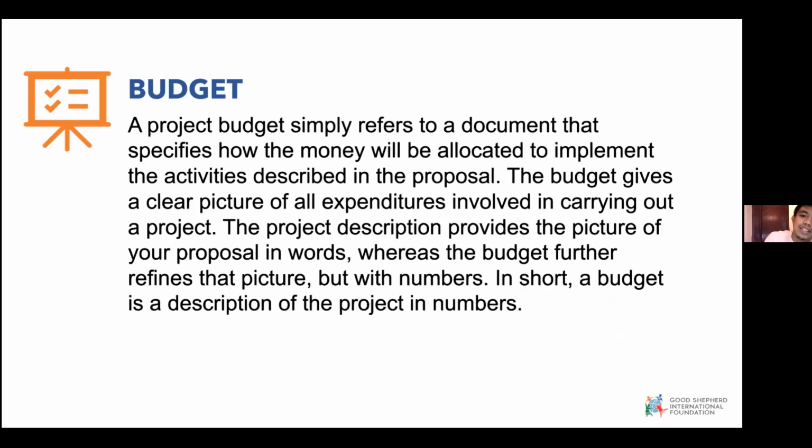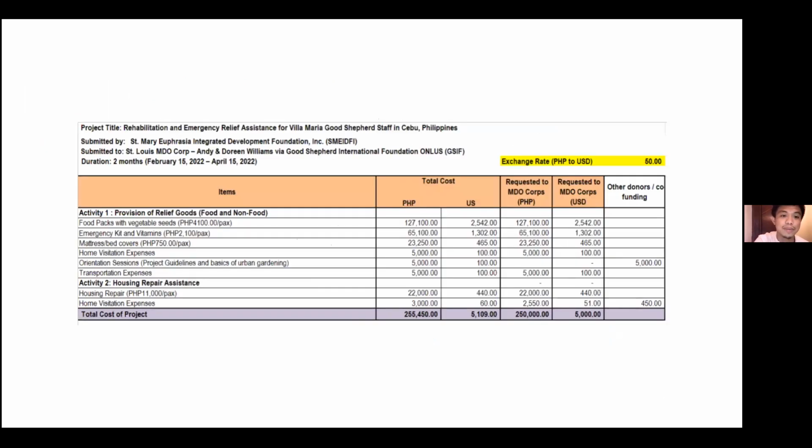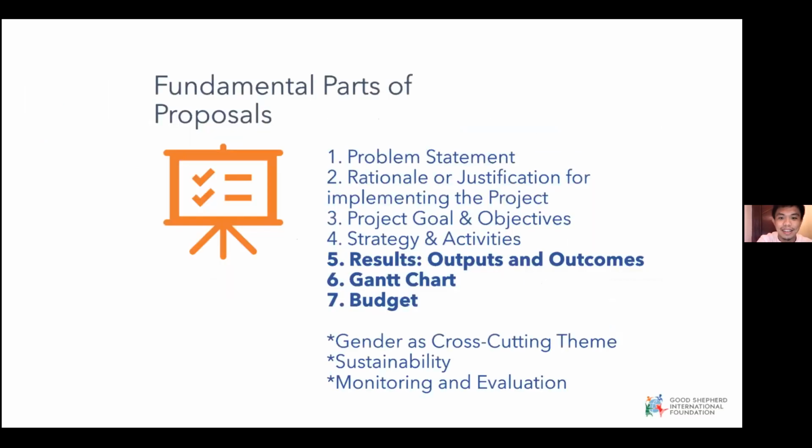And then of course, on the budget, it gives the specification on how the money will be allocated to implement the activities. Many donors will give their own template. Some donors will have their free flowing or freestyle. So sometimes it looks like this, as simple as this, or sometimes it could be, you know, complicated.